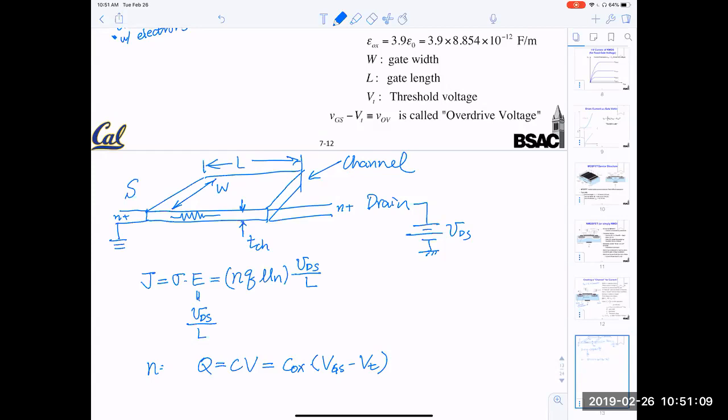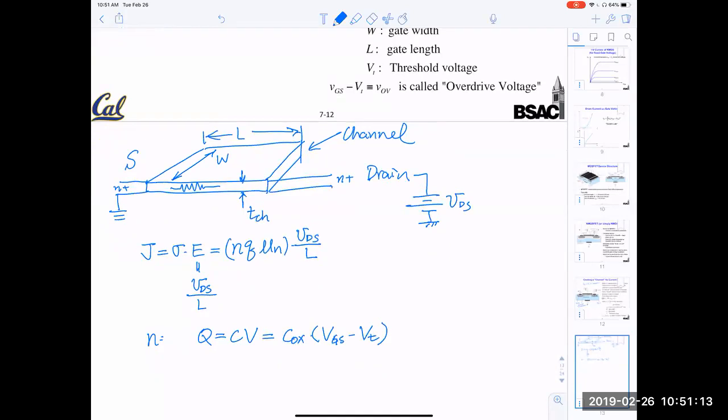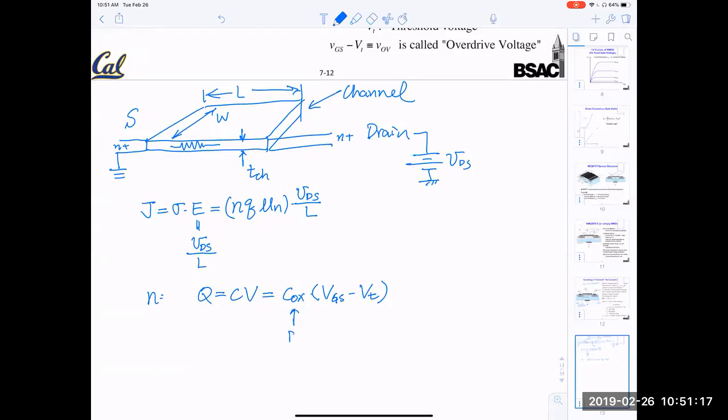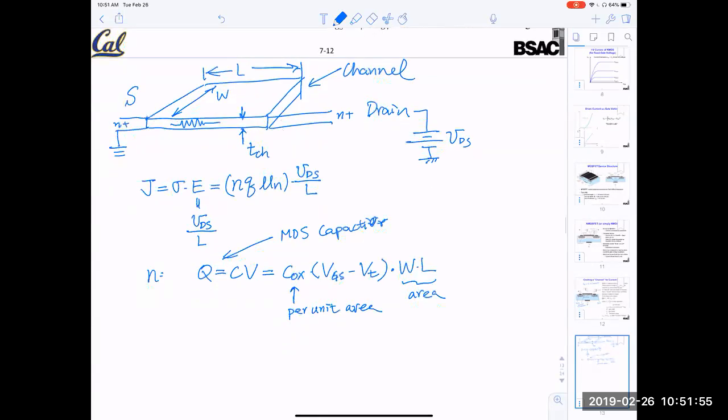So once I surpass the threshold voltage, I start to accumulate electrons. This Q here, in semiconductor terminology, is per unit area. So I really need to multiply by the area, which is W times L. Then I have a total charge Q here. This charge comes from the MOS capacitor in the inversion region. So the derivation is very simple. n is therefore equal to Q divided by the volume. What is the volume? W times L times the thickness of the channel.